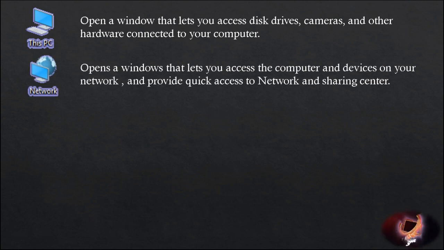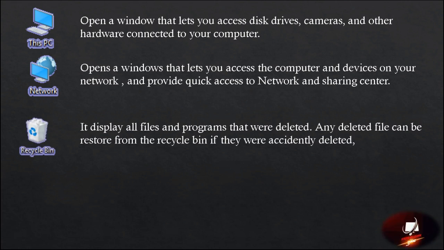And next we have what? Network. It opens a window that lets you access the computers and devices on your network and provides quick access to the Network and Sharing Center. And next we have what? Recycle Bin. It displays all files and programs that were deleted, and deleted files can be restored from the Recycle Bin if they were accidentally deleted.